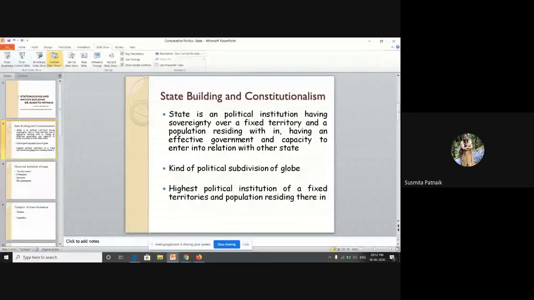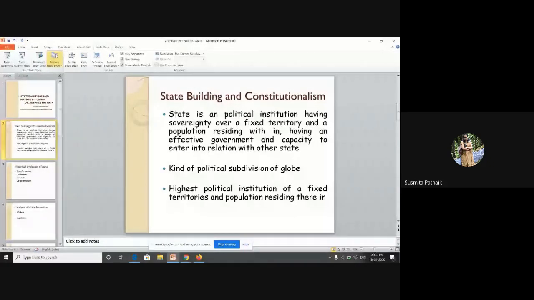Constitutionalism is a system by which the state operates. What do you mean by the constitutional? The process of constitutions, how the constitution is functioned, that is called constitutionalism. So we have different types of constitutions, just like rigid constitutions, flexible constitutions, mixed constitutions, unitary constitutions, federal constitutions. So different constitutions are there.